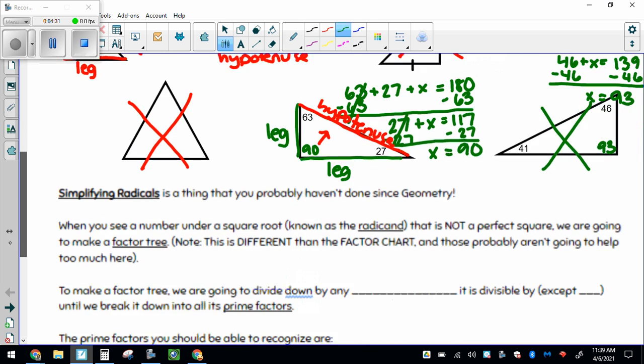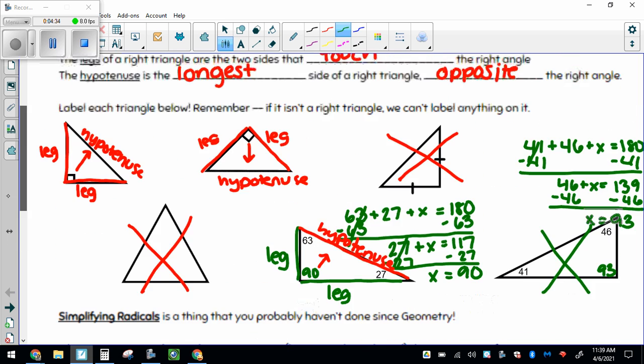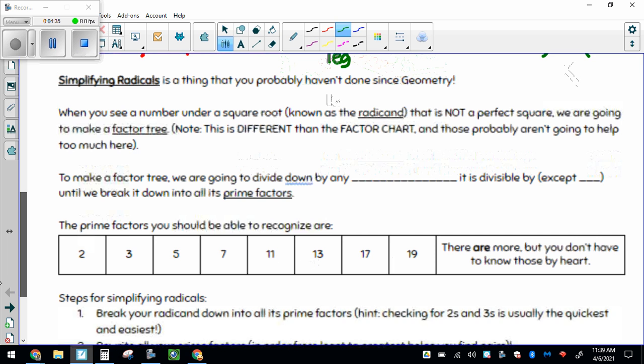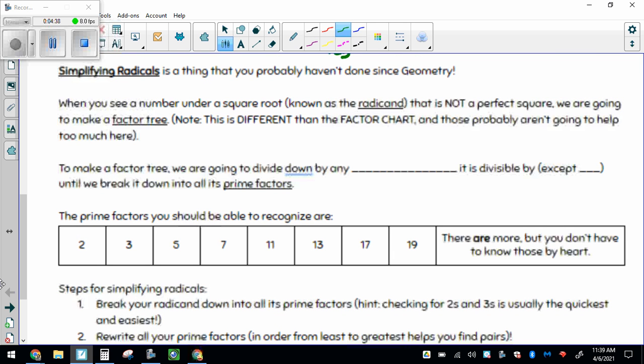All right, and then let's change gears here, because hopefully this one should have been reviewed. So down here we've got simplifying radicals, and we did simplifying radicals in geometry, but that was a long time ago. When you see a number under a square root, that's known as the radicand, we are going to make a factor tree. We'll do that in just a second.